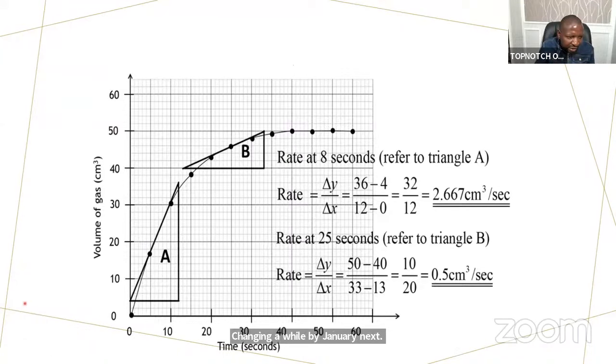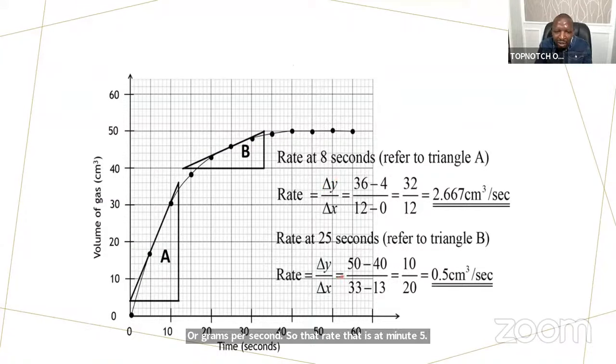Let me use a little pointer. Change in y, for example, up around 36 and down around 4: 36 minus 4. Then the change in x is this one, 12 minus 0. Remember, the change in y is the product, if it is the gas produced or the mass consumed. So it's just going to be volume per second or grams per second. So that's the rate at that point.